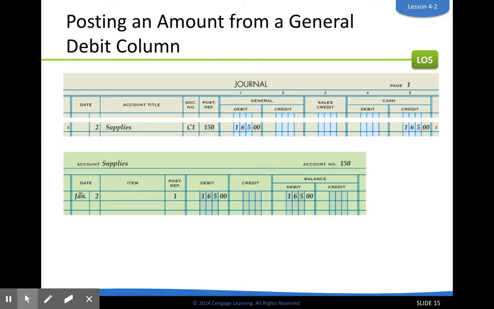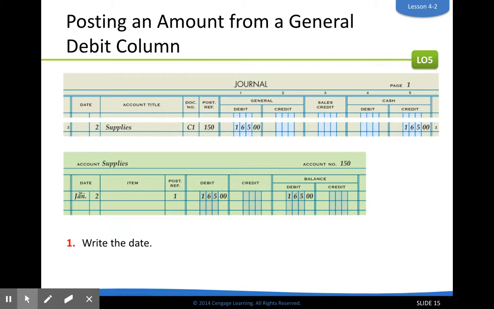So here we go. Posting an amount from a general debit column. So up at the top there we have our journal. And on January 2nd, we debited supplies for 165. Notice we're only looking at the general column. We are not looking at cash or sales right now. So just looking at the general column, we are going to transfer the information exactly as it is in the journal into our ledger.